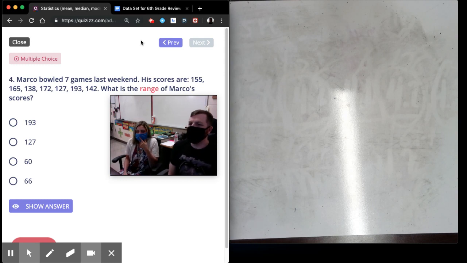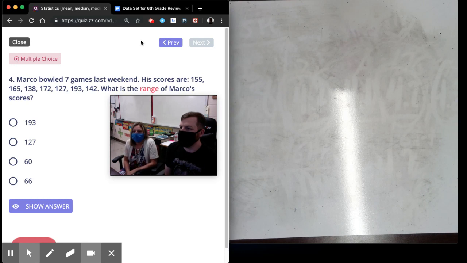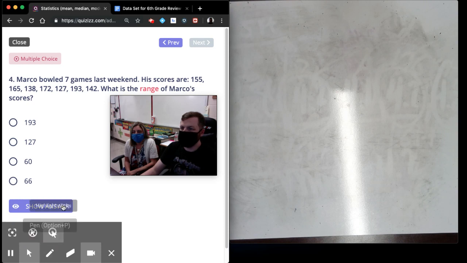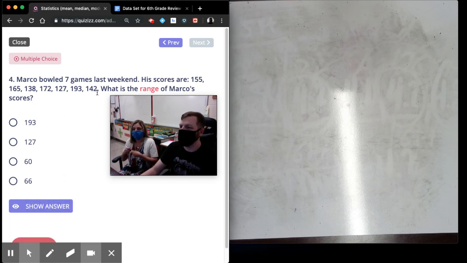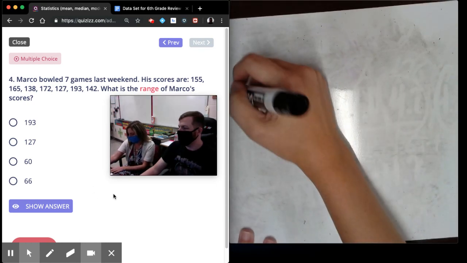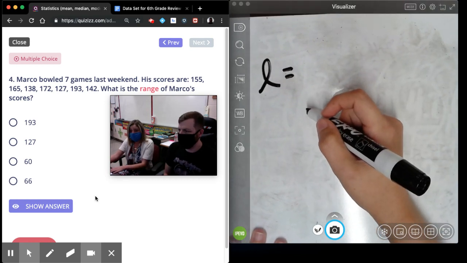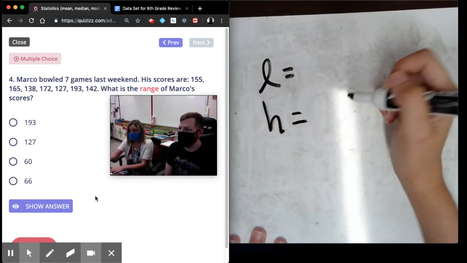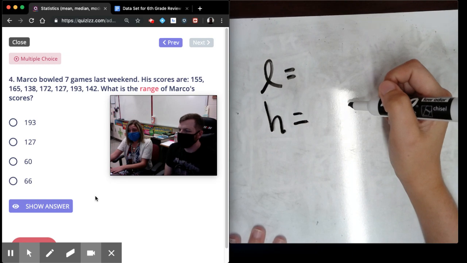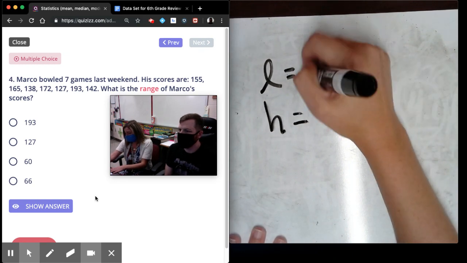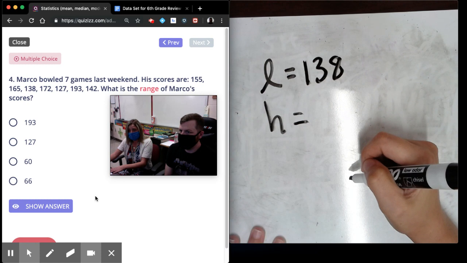For instance, in this example, Marco bowled 7 games last week. His scores are 155, 165, 138, 172, 127, 193, and 142. What is the range of Marco's scores? We need to identify the lowest number and the highest number, right? Out of those, I think the lowest is 138, right?